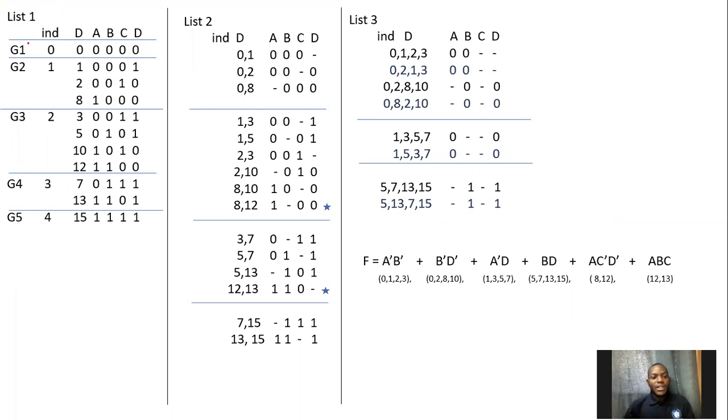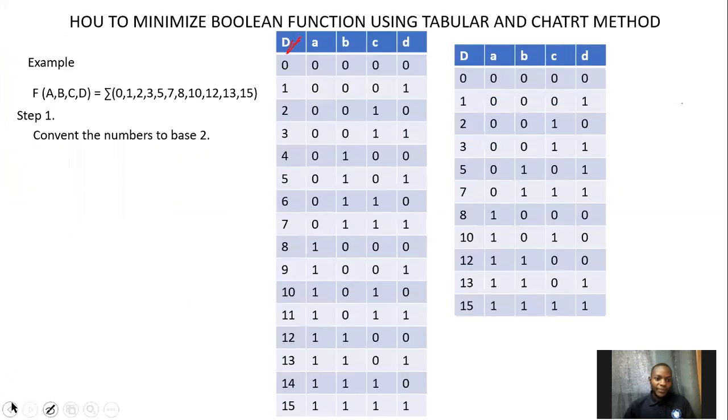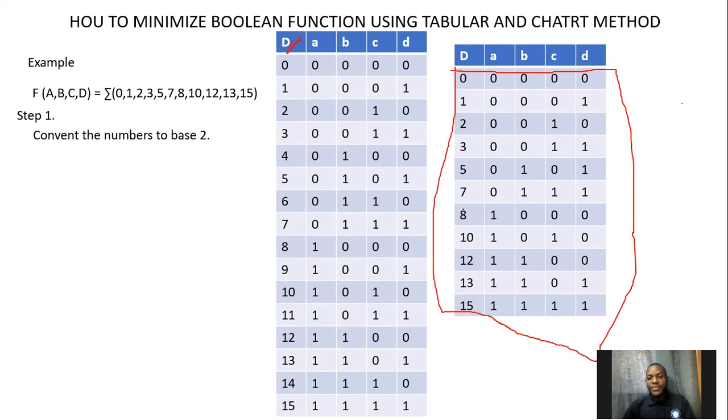So how did I come up with groups? We have group 1, group 2, group 3, group 4, and group 5. This table here will help us come up with the groups. We see that we have none, we only have zeros. So this is our group 0. And here on this one, we only have 1 one.